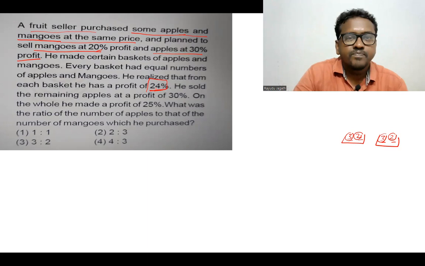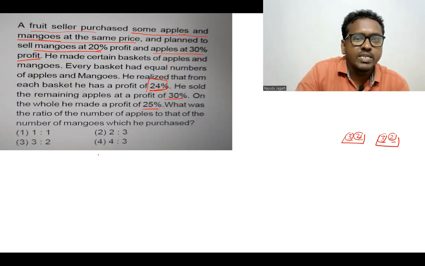He sold the remaining apples at a profit of 30%. On the whole, he made a profit of 25%. What was the ratio of the number of apples to the number of mangoes which he purchased earlier?